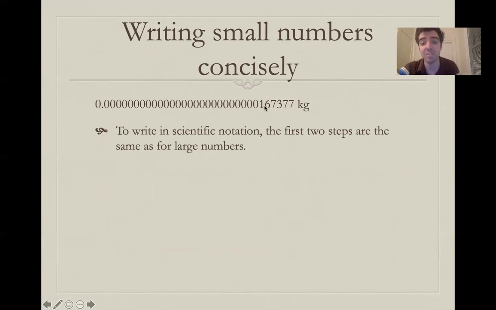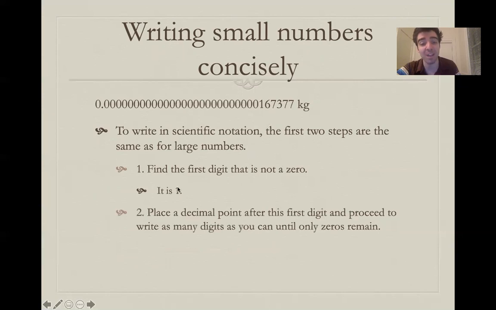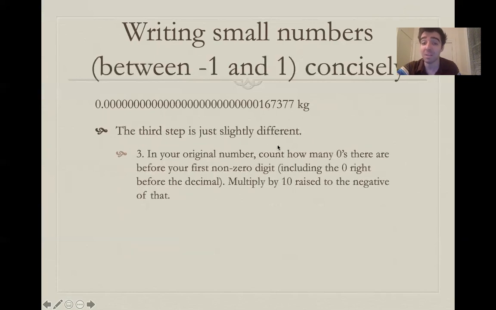Find the first digit that is not a 0. It's going to be a 1 again. It's not always a 1. It's happened to be a 1 every time so far. Okay. Then place a decimal place after that. Write all the digits that are not 0 until there's only zeros left. So 1.67377.